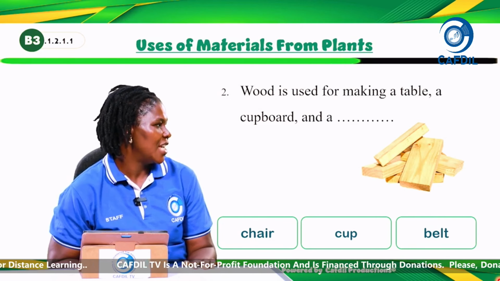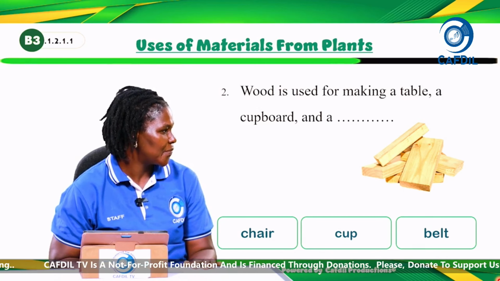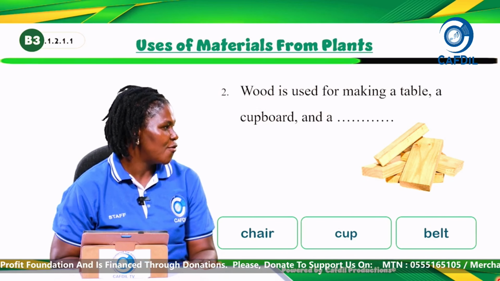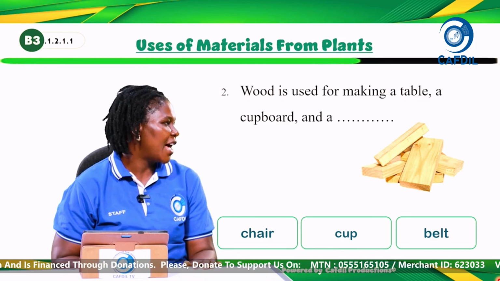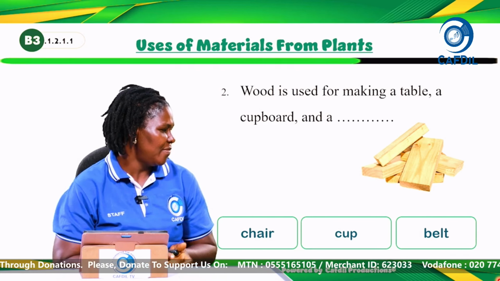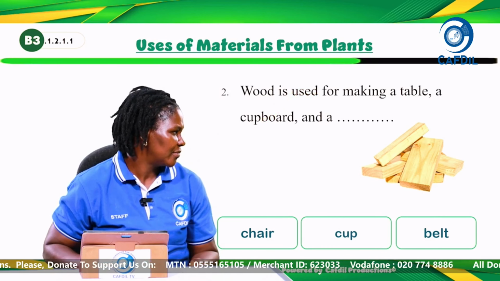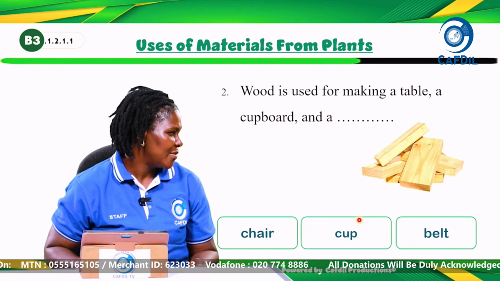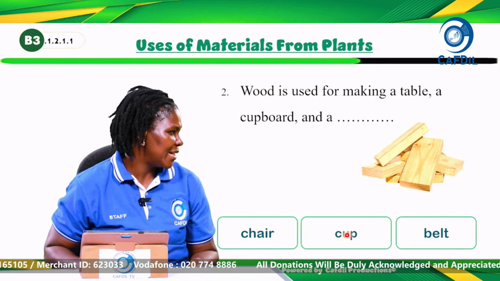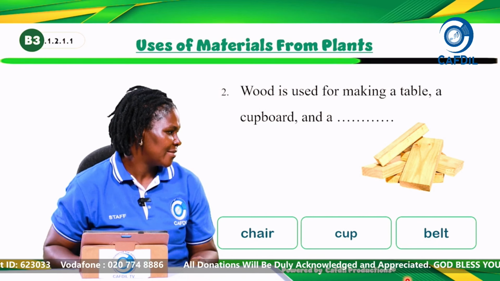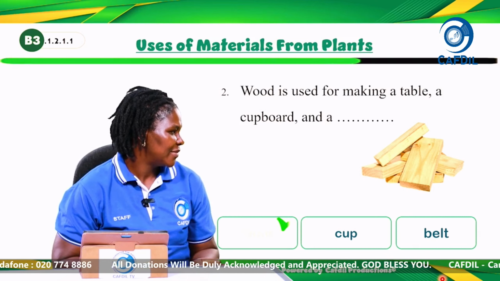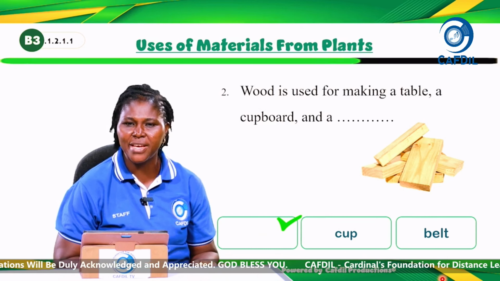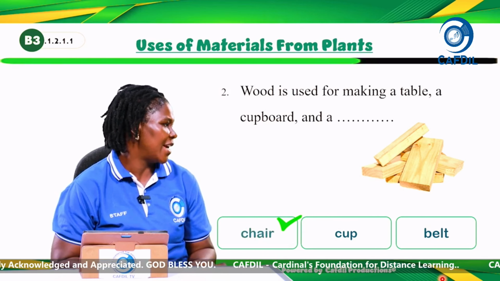Number 2, wood is used for making a table, a cardboard, and a dash. We have chair, cup, and belt. Which one is the answer? The chair, as we saw in our lesson. So wood is used for making a table, a cardboard, and a chair.